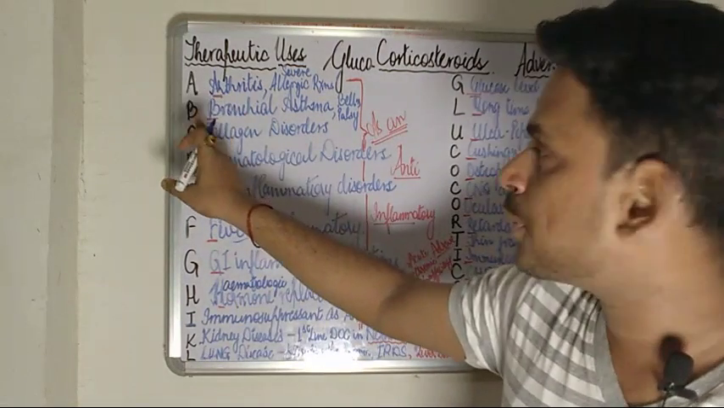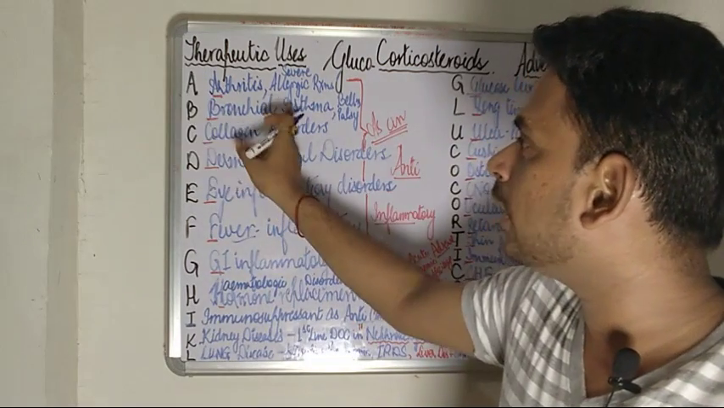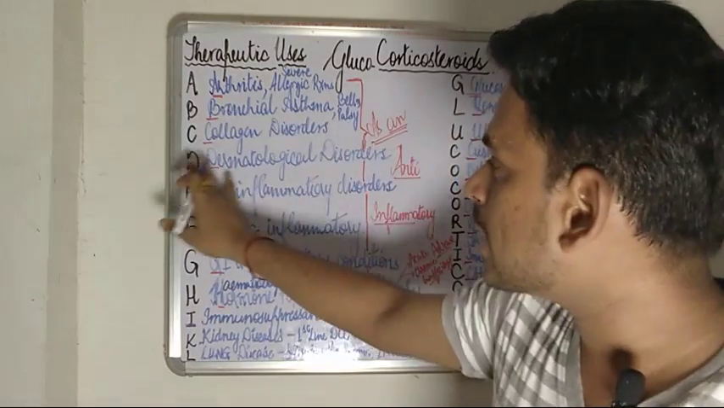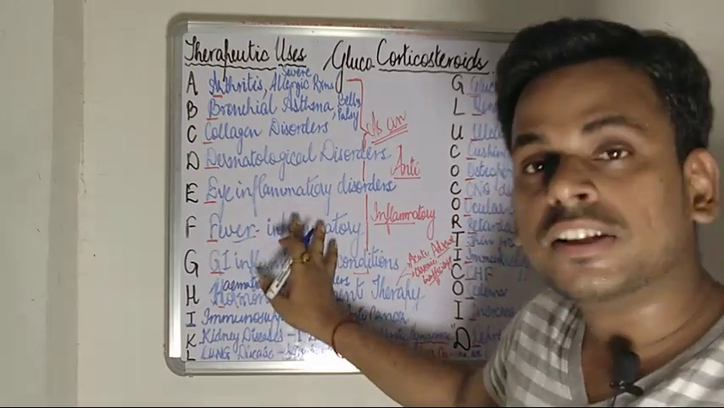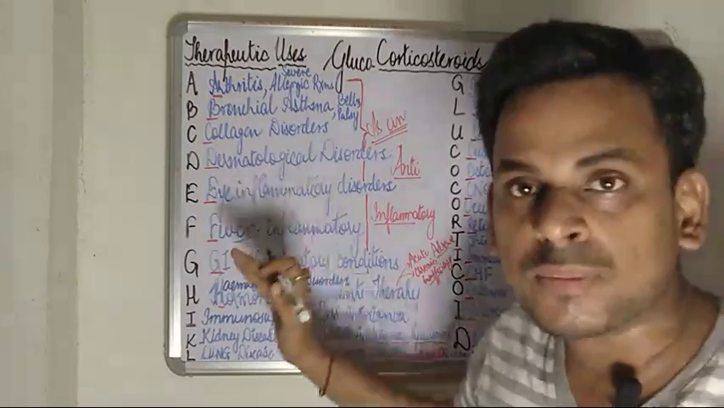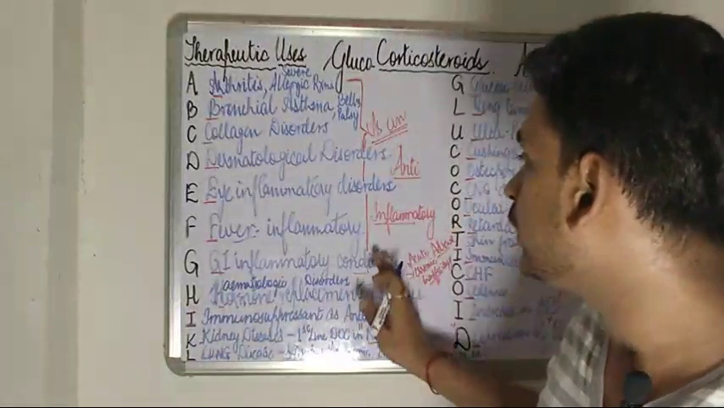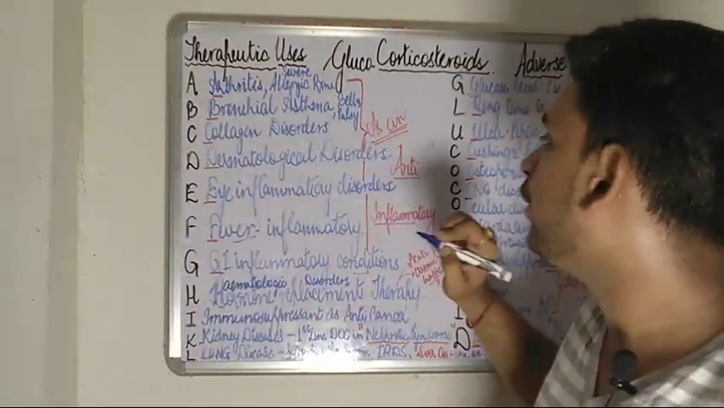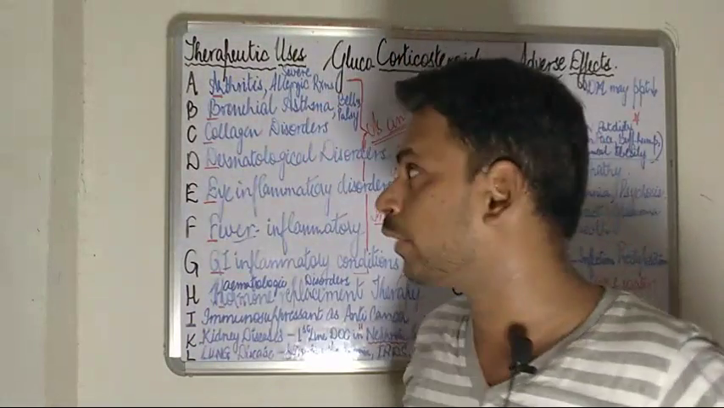So students, I would like to specify the uses up till now: A is arthritis, bronchial asthma, and Bell's palsy. C is collagen disorders. D stands for dermatological disorders. I is eye inflammatory conditions. F is fever, that is, fever of inflammatory origin. And G is gastrointestinal inflammatory conditions. These all come under the anti-inflammatory therapeutic uses of the glucocorticoids.